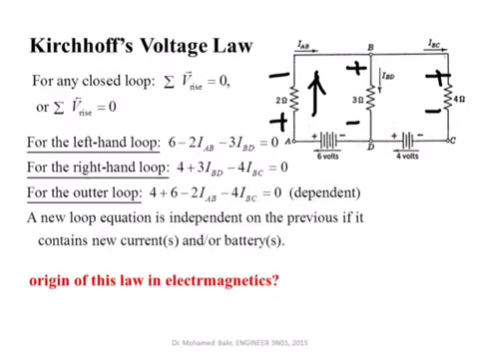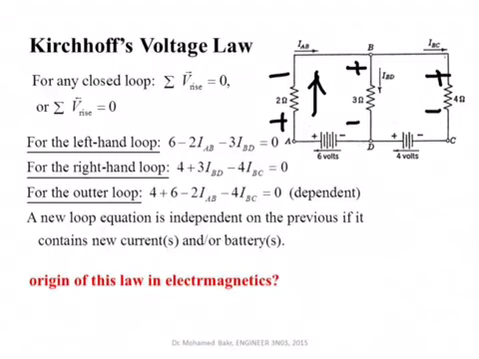Okay, you can see negative, positive, while this one here is positive, negative. So these two came up with positive sign, while this one was a negative sign. Of course, you can write it also for the outer loop. So you can simply say that 4 plus 6 minus 2 IAB, and this one here will be minus 4 IBC is equal to 0. Negative, positive, negative, positive. So this is why the last two were given with a negative sign.